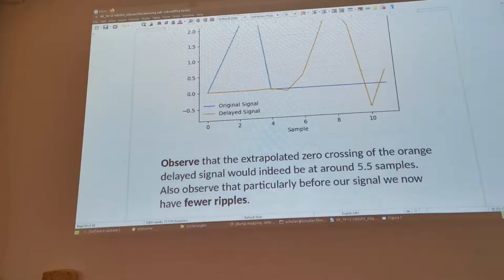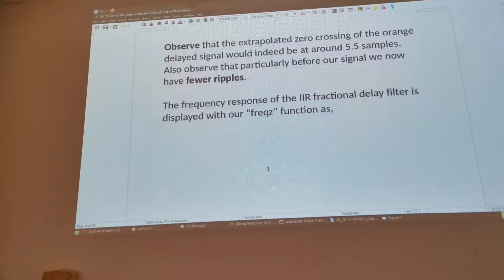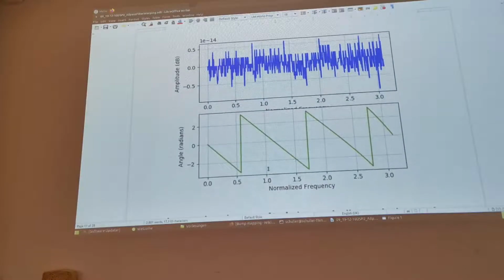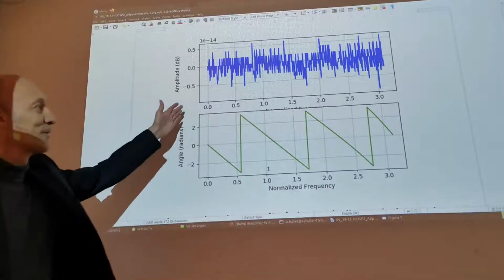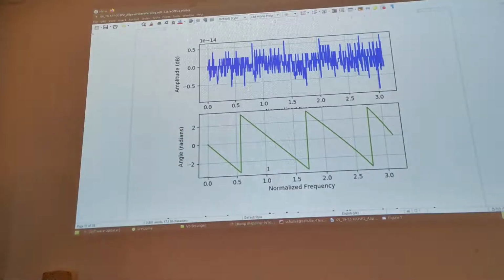So here you can see it again. Altogether, we now have fewer ripples, so that's nice. We can also plot the frequency response in this plot. So what do you think of this frequency response plot? Why is it all-pass?